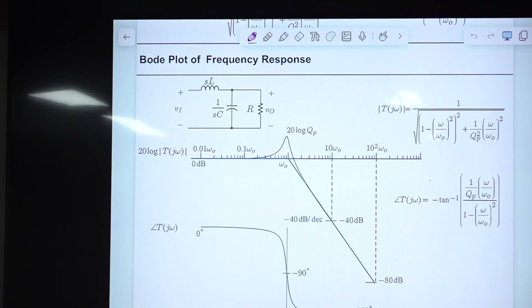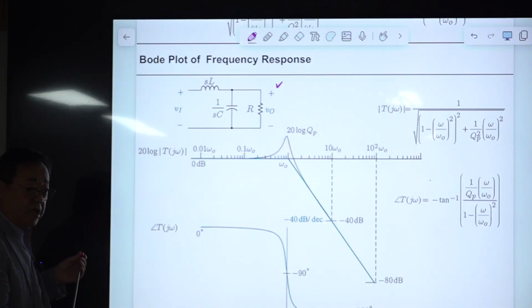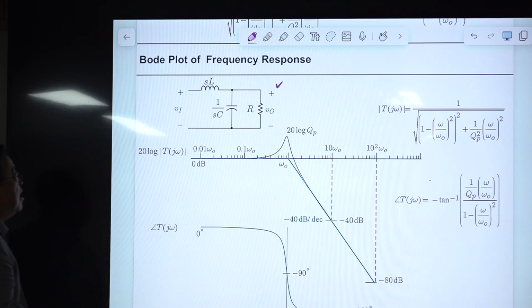This class is the continuation of the last one, and in the last class, we talked about the Bode plot of frequency response, and particularly we discussed this standard second order equation. This second order equation is very popular and most frequently mentioned in control theory and network theory. Maybe this is very important. They think it is important, and actually it is important.